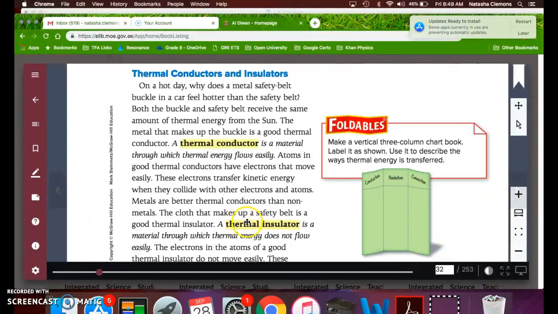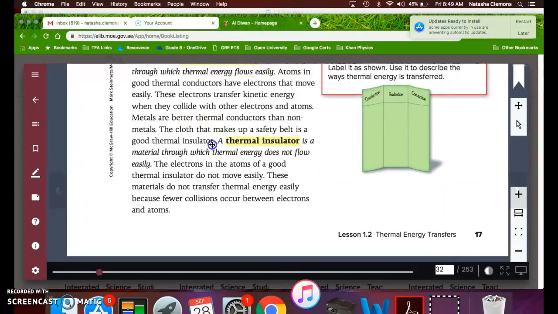The cloth that makes up a safety belt is a good thermal insulator. A thermal insulator is a material through which thermal energy does not flow easily. The electrons in atoms of a good thermal insulator do not move easily. These materials do not transfer thermal energy easily because fewer collisions occur between electrons and atoms.